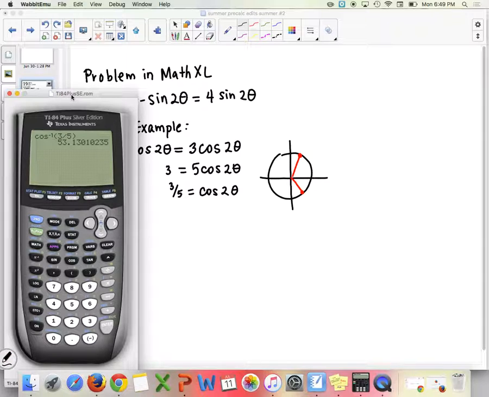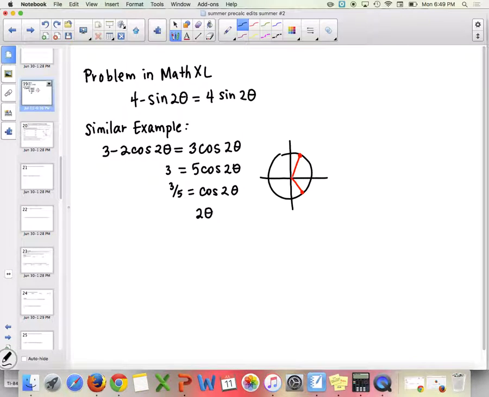That's going to be what our 2 theta is equal to, because this was cosine of 2 theta. So 2 theta equals 53.130 degrees. But that's not the only one. There's also an angle right here, which is symmetric, like negative 53.130 degrees. But it didn't say on the interval negative 180 to 180, so it didn't want negative angles. What we do is add 360 degrees to that.